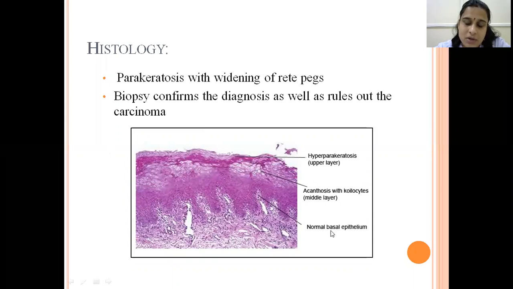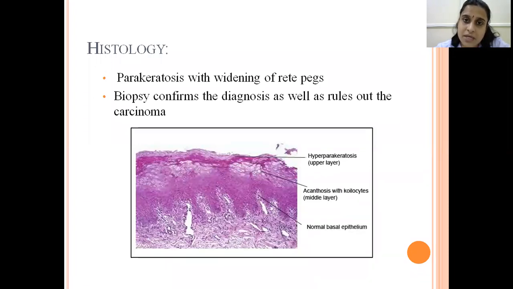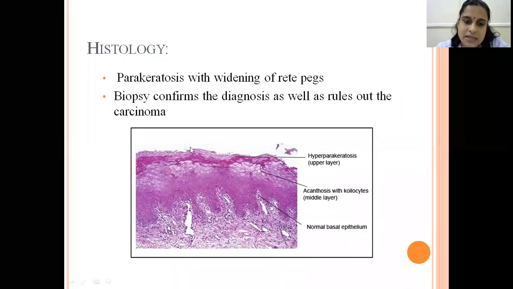I told you the oral cavity has a normal basement membrane, the basal layer, the spinosum, the granulosum, and the topmost corneum layer. When this corneum layer proliferates excessively, then you see hyperkeratosis or parakeratosis. The hyperkeratosis is of two kinds, either orthokeratotic or parakeratotic. So parakeratosis is more common, and also there is widening of rete ridges. What are these rete ridges or rete pegs? They are nothing but the inward extension of the epithelium into the connective tissue. These rete ridges, when they are widened.